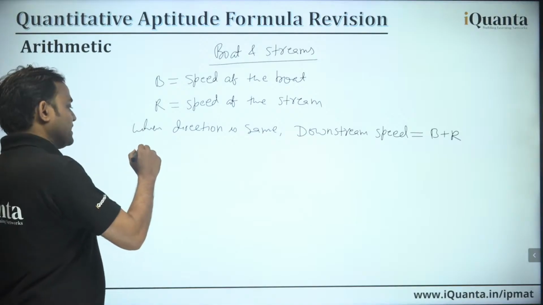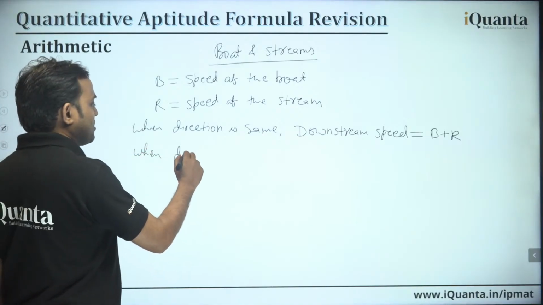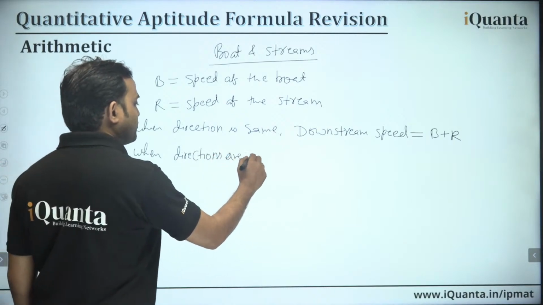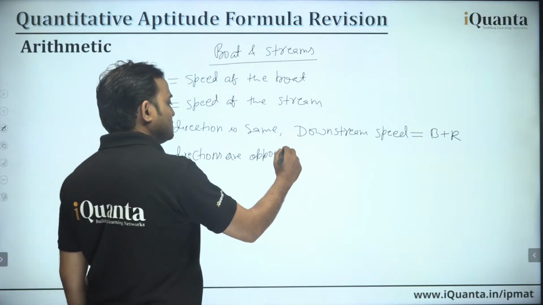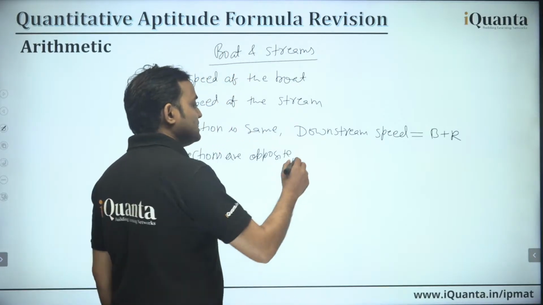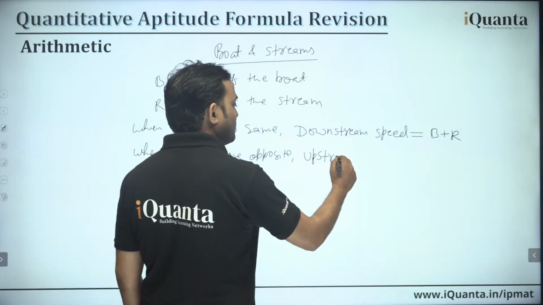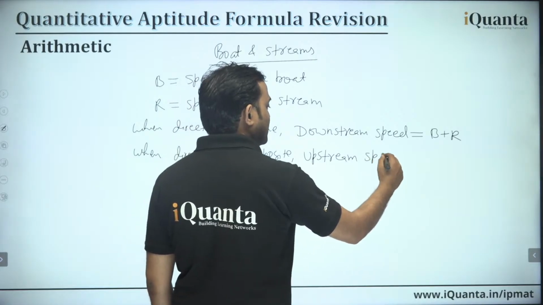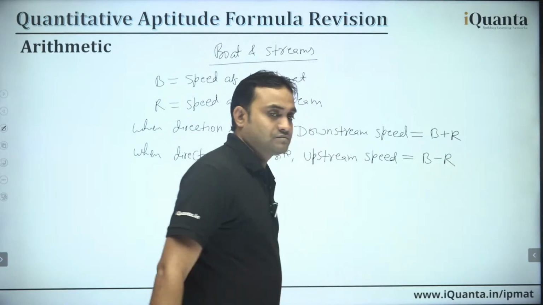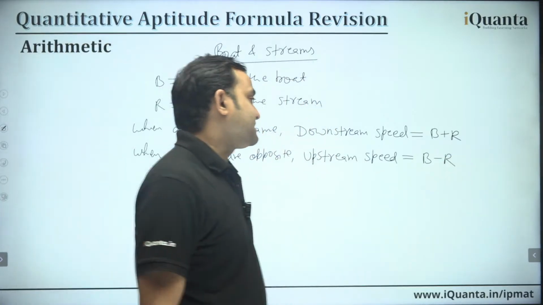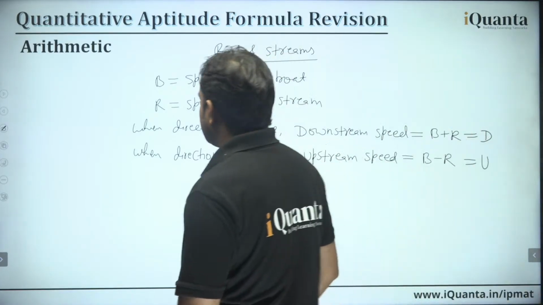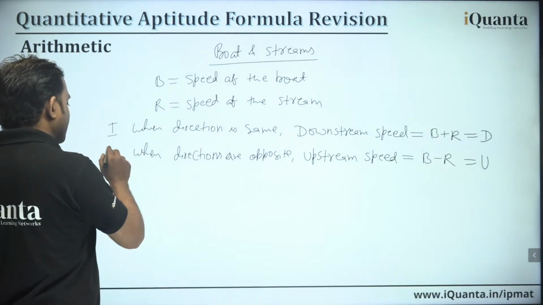And when the directions of the boat and the river are opposite, the boat is moving in the opposite direction to the river, then we call it upstream. And what will be the speed of the boat in upstream? Upstream speed will be equal to B minus R. Now let's say the downstream speed is D and the upstream speed is U. So in this case, if D and U are given, what can we say?